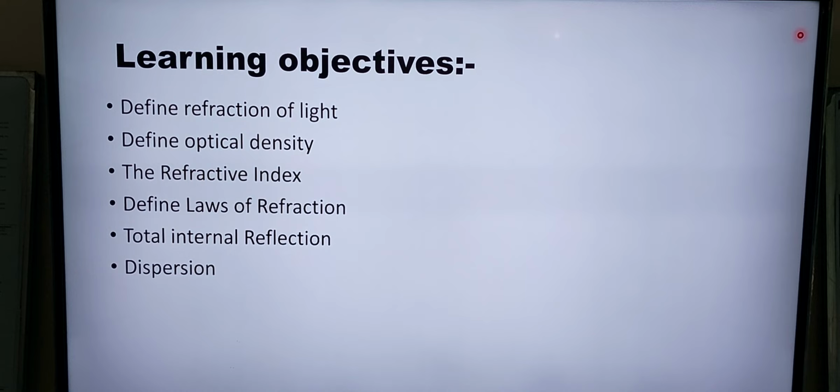My name is Zainab Umar, and the topic of my presentation is refraction of light. So the main learning objectives are we'll be discussing the definition of refraction of light. We'll be discussing the optical density, refractive index, the phenomena of total internal reflection, the laws of refraction, and the phenomena of dispersion.